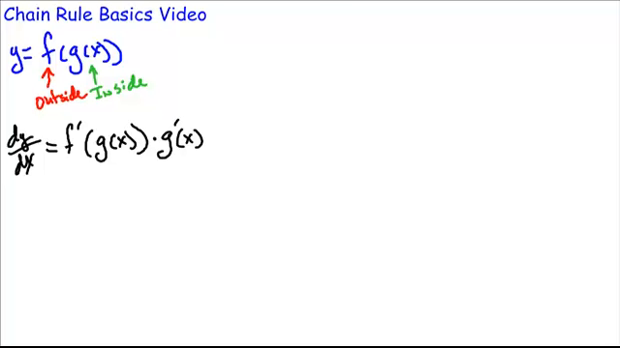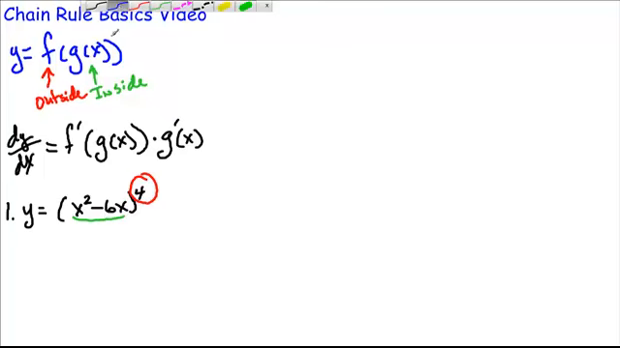All right, so we're going to keep this here. Just do an example real quick. y equals (x squared minus 6x) to the fourth power. Okay, now when you approach one of these, you have to decide what's outside and what's inside. And in this example, notice the exponent of 4 is your outside, and what is inside of parentheses is your inside.